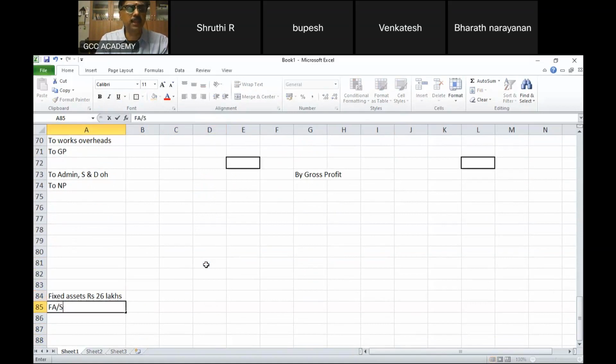Fixed assets to sales is equal to how much? 1:3. Since fixed assets is equal to rupees 26 lakhs, sales equal to how much? Cross multiply. Fixed assets is 26 lakhs, fixed assets to sales is 1:3. Since fixed assets is 26 lakhs, sales is how much? Can anyone tell me?